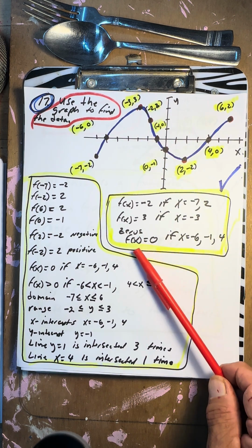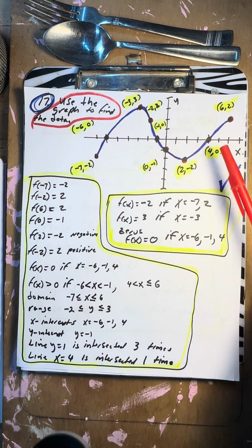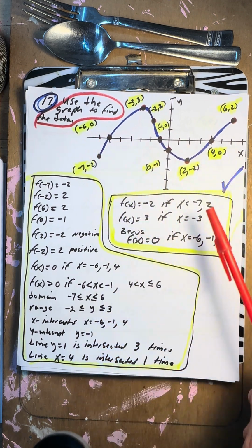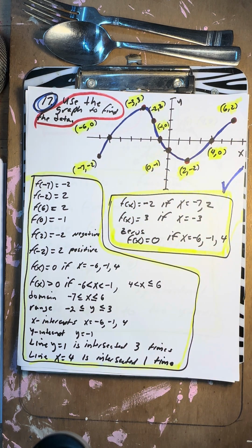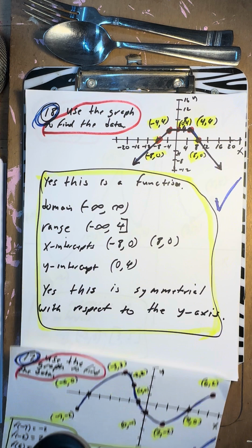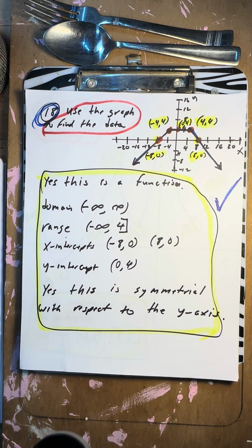Zeros. Again, the zeros are, when is it going to hit the 0 line right here? This is going to be at negative 6, negative 1, and 4. Lots of information from that graph. Use the graph to find the data.